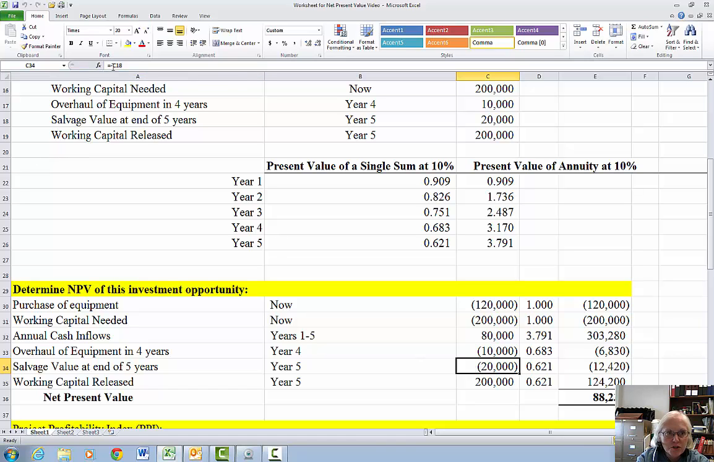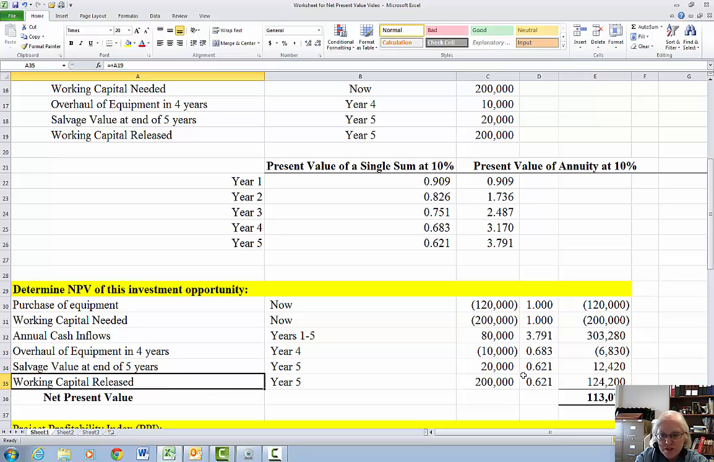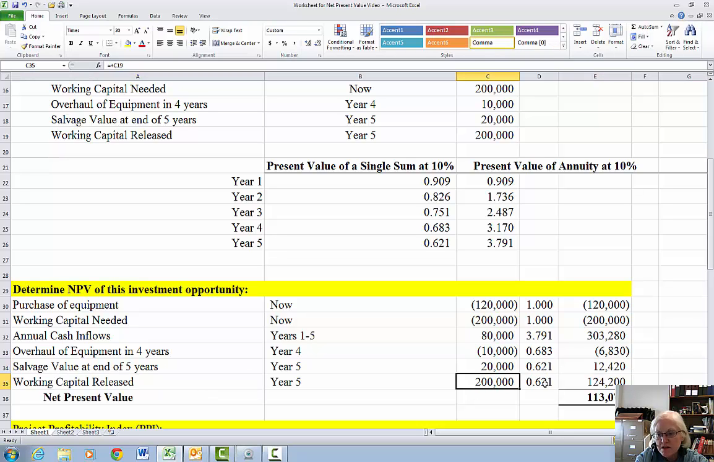So I'm going to add instead of subtract. Salvage value is an inflow. So I'm going to get $12,420. That's what it would be worth today in today's dollars. And the working capital that is released is $200,000 times 0.621, which is 124,200. So my net present value is 113,070.